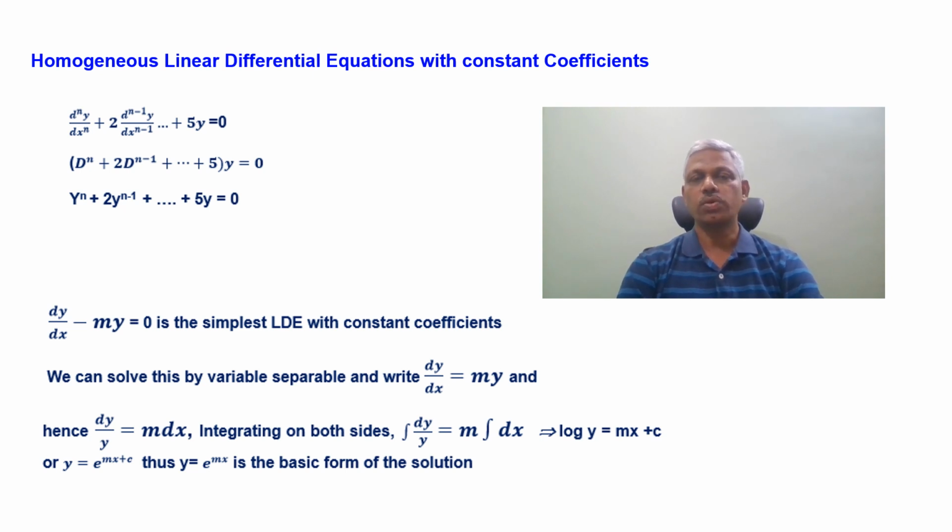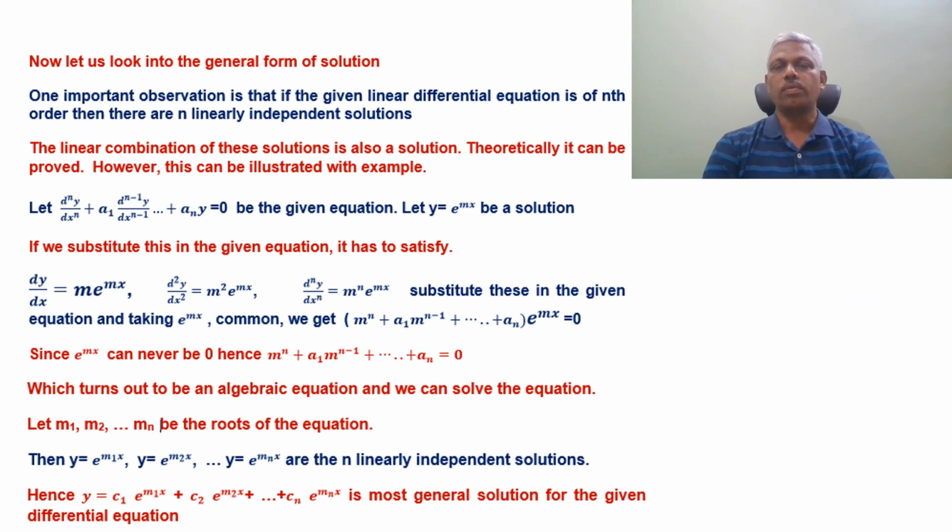When c is equal to 0, y is equal to e^(mx) is the basic form of the solution for the simplest possible linear differential equation. Why this is useful is that we are going to take advantage of this observation, and we can use it to solve higher order differential equations. Next, the general form of the solution of an nth order linear differential equation with constant coefficients.